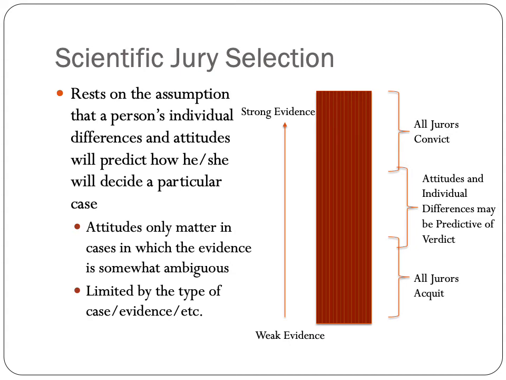If you look at this chart on the right-hand side of your screen, from about 75% up, where there's strong evidence, all the jurors are going to convict. It doesn't matter who you have. If the evidence is so powerful against the defendant, they're going to convict, or rule in favor of the plaintiff. From 25% down, all the juries acquit, or side with the defense. There's just not enough evidence. It's only this area in the middle where attitudinal and individual differences may actually be predictive of verdict.